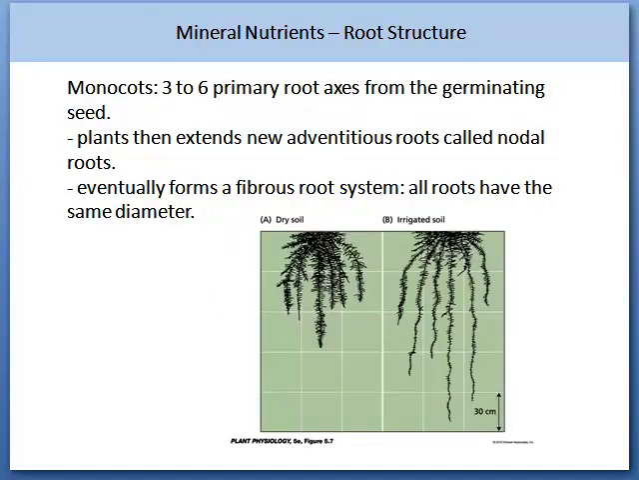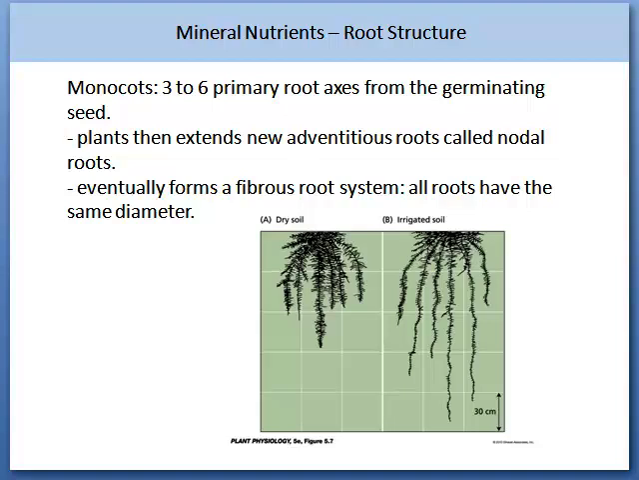It is important for us to understand the impact of root structure on nutrient uptake. Let us look at monocots. There are 3 to 6 primary root axes from the germinating seed. Plants that extend new adventitious roots are called nodal roots. Eventually this forms a fibrous root system. All roots have the same diameter.